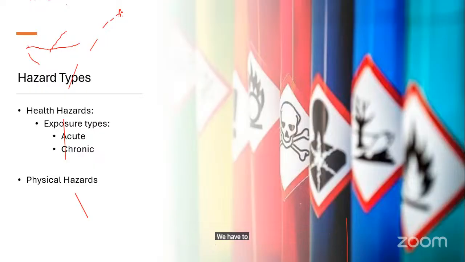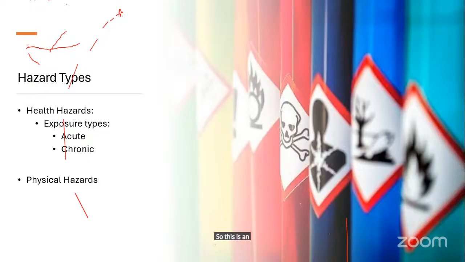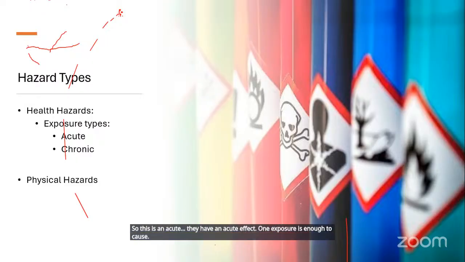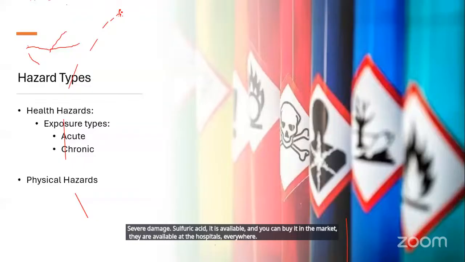So these are extremely powerful corrosive chemicals. So you have to be careful when you're dealing with that. So this is an acute effect. One exposure is enough to cause severe damage. Sulfuric acid is available and you can buy it in the market. It is available in hospitals everywhere, and it's a highly corrosive chemical.